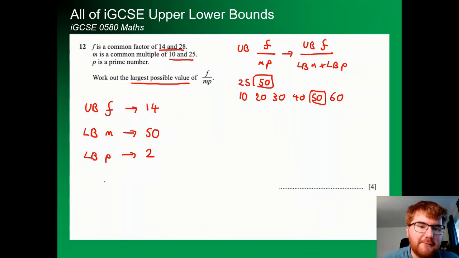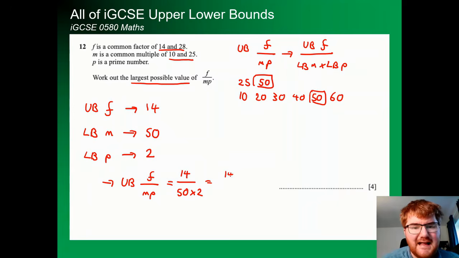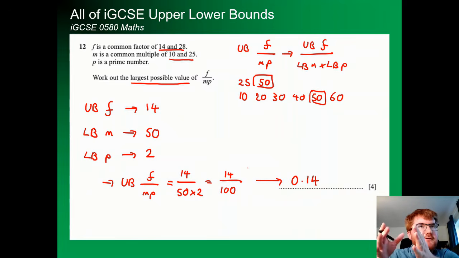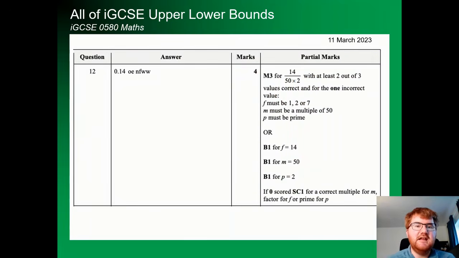Then we pop this into our fraction, so the upper bound of f over mp will be equal to 14 divided by 50 times 2. Now you can do this on your calculator, but actually we can do this without it. So 50 times 2 is 100, and 14 divided by 100 is going to equal 0.14. Again, dividing by 100, you're going to shift all the place values twice. So this gives us the precise answer, no rounding or anything like this here, of 0.14. Again, you can see the working here.